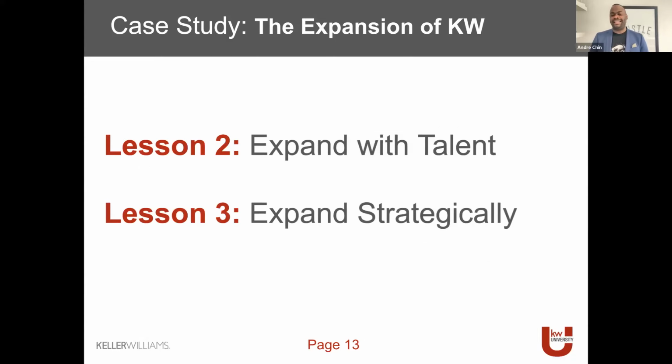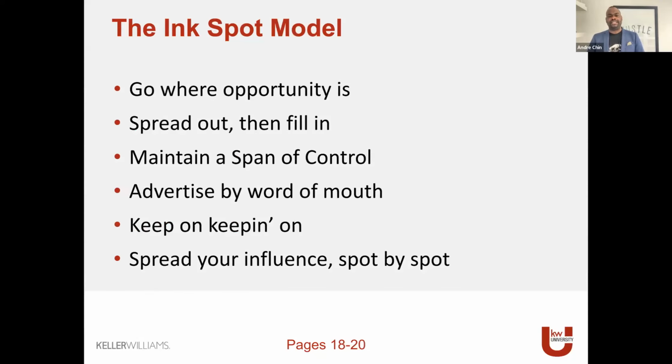Now, the second piece of that is expanding with talent. And the third piece of that is expanding strategically. So when we talk about that in-spot model, we're talking about going where that opportunity is, spreading out, and then always backfilling in. Part of the reason that you want to do it this way is it gives you a sense to maintain some control in your business, and your advertising can be word of mouth, as opposed to some people who may be heavy in one area because they're on every billboard, they wouldn't really be able to expand to another area because nobody would really know them.